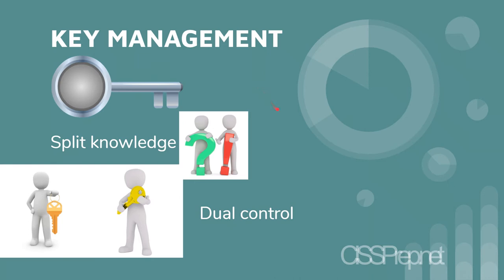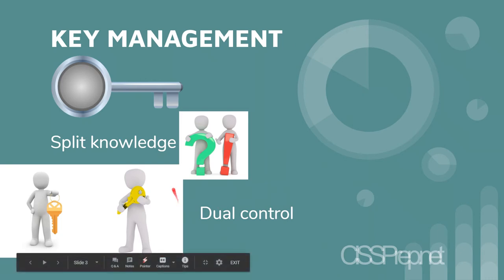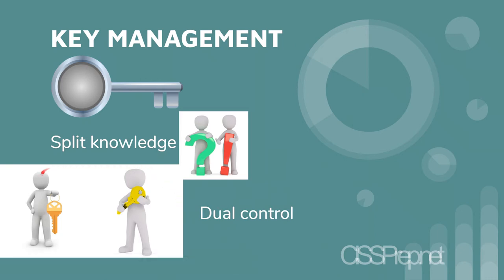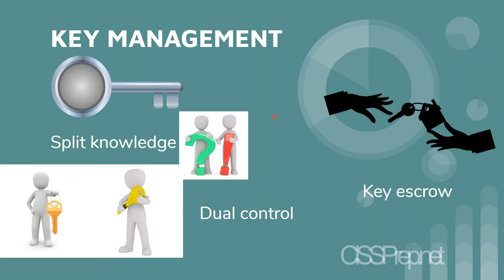Then we have another concept called dual control, and I believe these are covered briefly in domain 1. The example that's always given is where you have two people with separate keys, and they have to turn those keys at the same time to launch a nuclear missile or whatever it's called. That's the military example that's always provided.